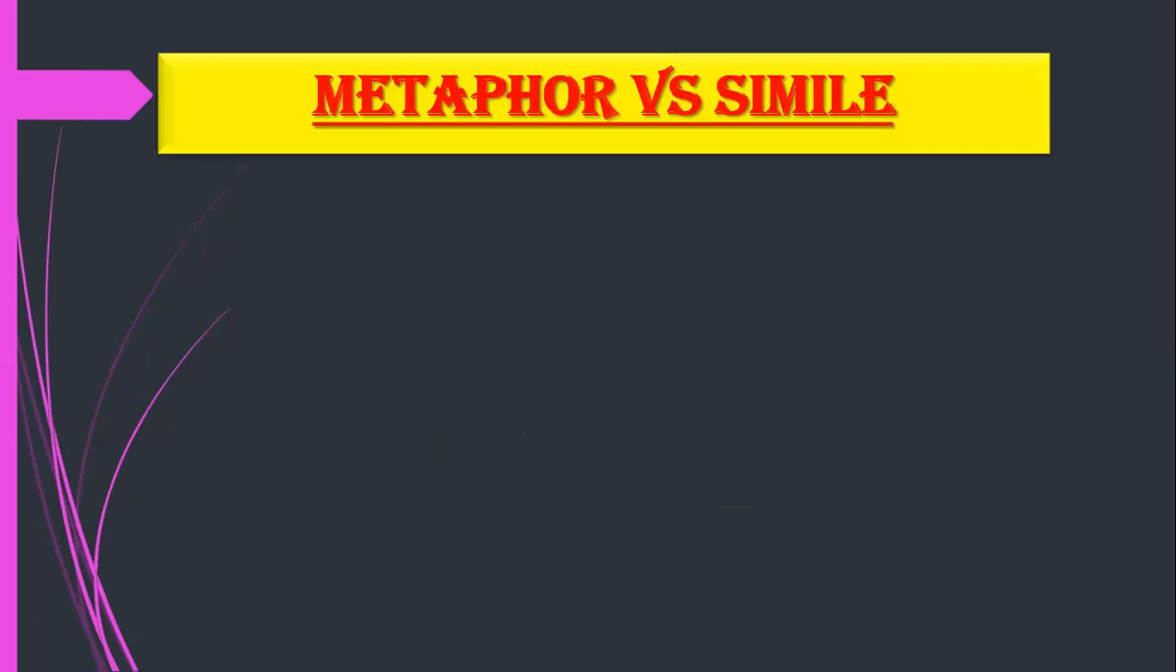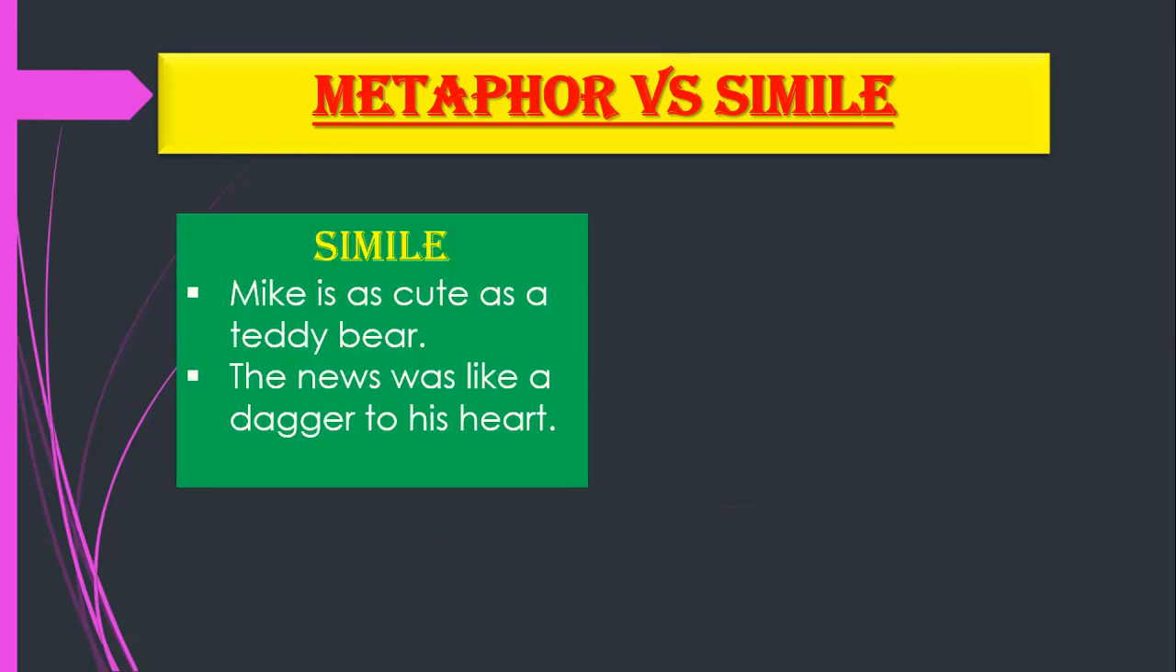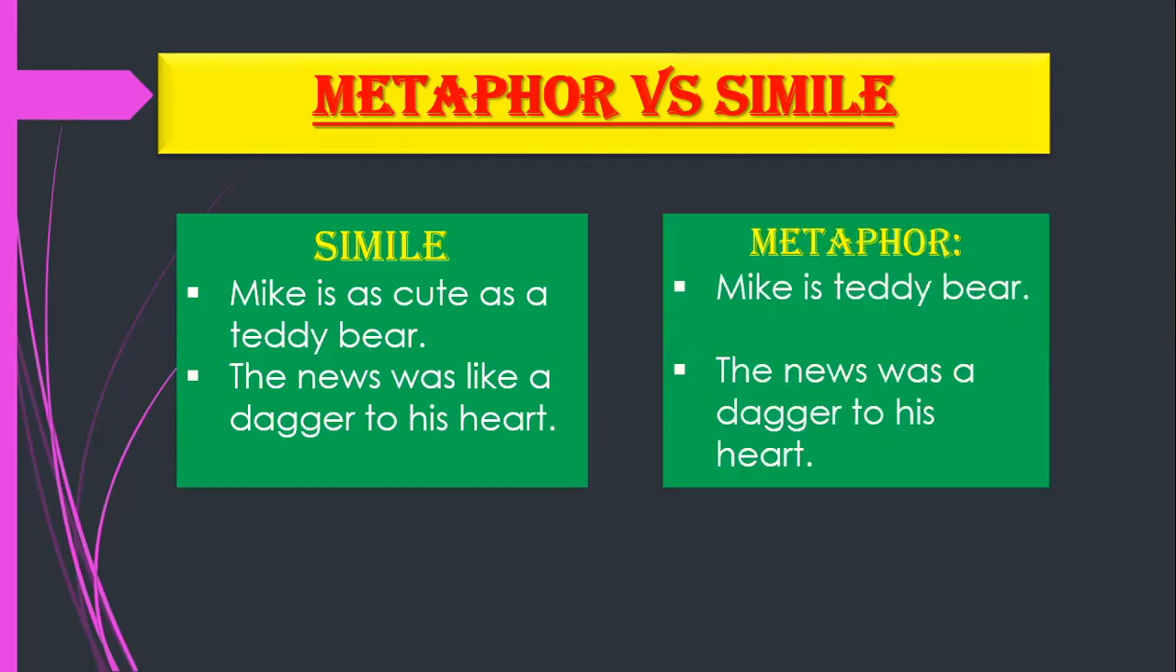Then let's see the comparison between metaphor and simile. Simile means Mike is as cute as a teddy bear. The news was like a dagger to his heart. The same sentences we have converted into metaphor. Mike is a teddy bear. Nowhere have we used as or like. The news was a dagger to his heart. So in simile we use like or as, but in metaphor we do not use these.